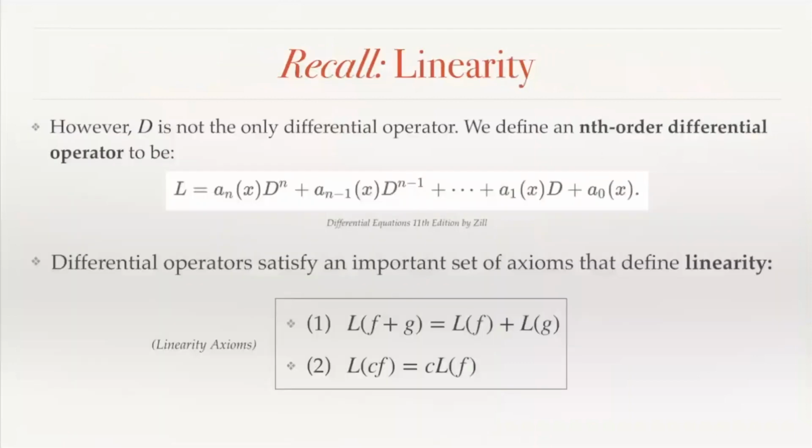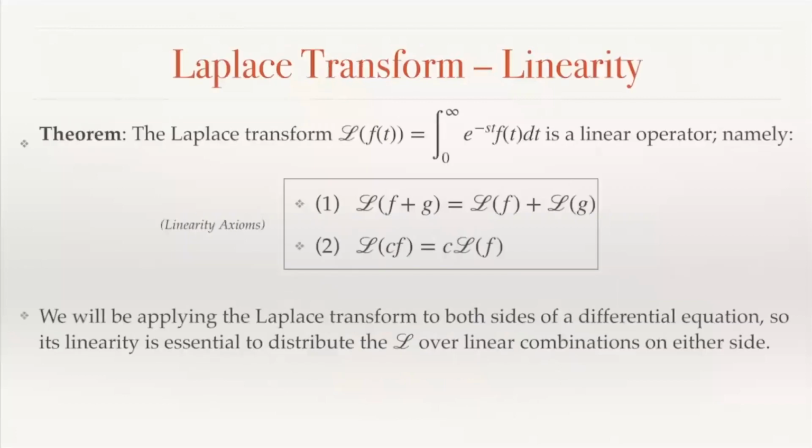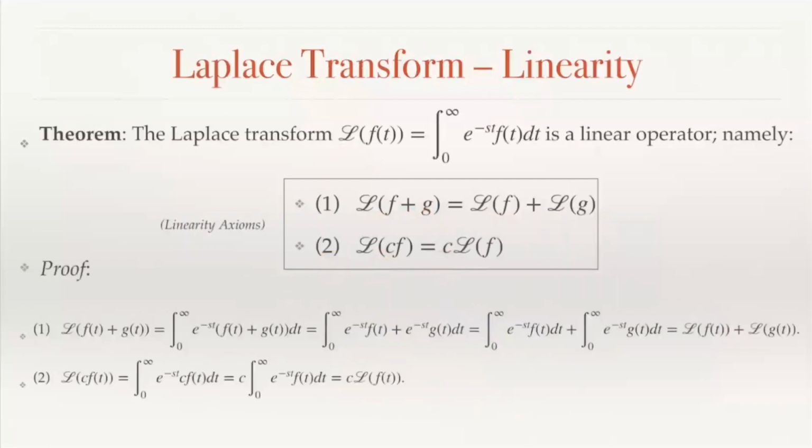Recall our concept of linearity. We encountered this in the context of linear differential equations, and the linearity axioms were that a function L is linear if it distributes over sums and you can pull out constants. Now, an important property of the Laplace transform is that it is linear. The Laplace transform of a sum is the sum of the Laplace transforms, and we can always pull constants out of the Laplace transform. Both of these properties are because integration is linear.